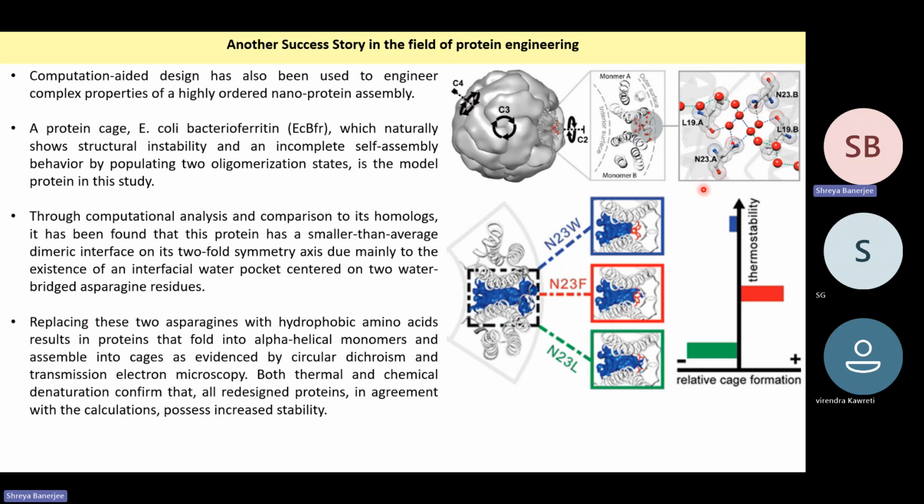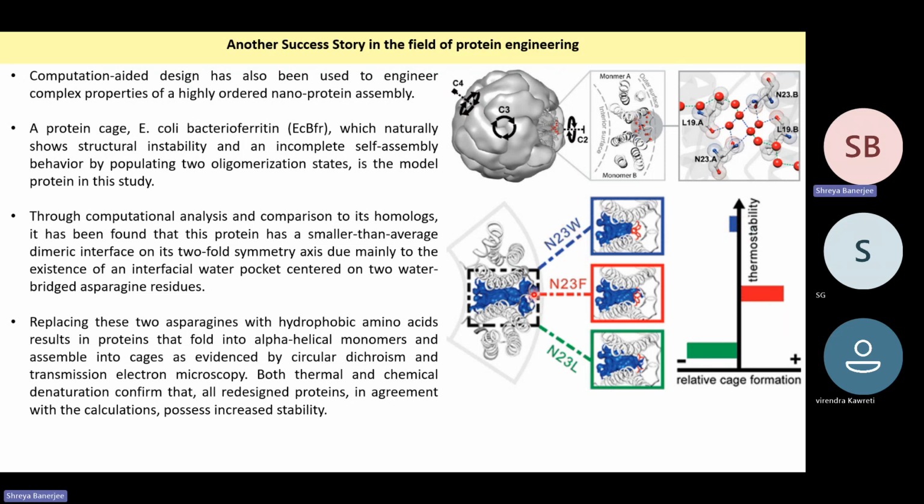If these two asparagines are replaced by hydrophobic amino acids, so that the water pocket will be eliminated and the hydrophobic amino acids will interact by hydrophobic interactions and hold the self-assembly structure together, it was found that the stability of the cage formation increases if these asparagines were replaced by leucine. You can see if the asparagine is replaced by leucine, this self-assembly formation is very much stabilized. But if it is replaced by phenylalanine or tryptophan, it is not that stable.